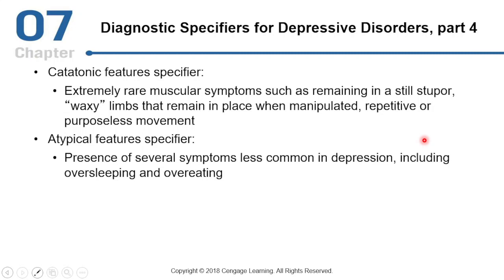So, like for example, tinataas niya lang yung kamay niya, pero paulit-ulit, wini-wave niya, pero wala naman siyang kinakawayan. Wala siyang hinahawi or what not. Walang purpose yung ginagawa niya. And the other one is atypical feature specifier, presence of several symptoms, which is less common in depression, including oversleeping and overeating. So, meaning to say, yun yung pinaka-prominent na feature niya.